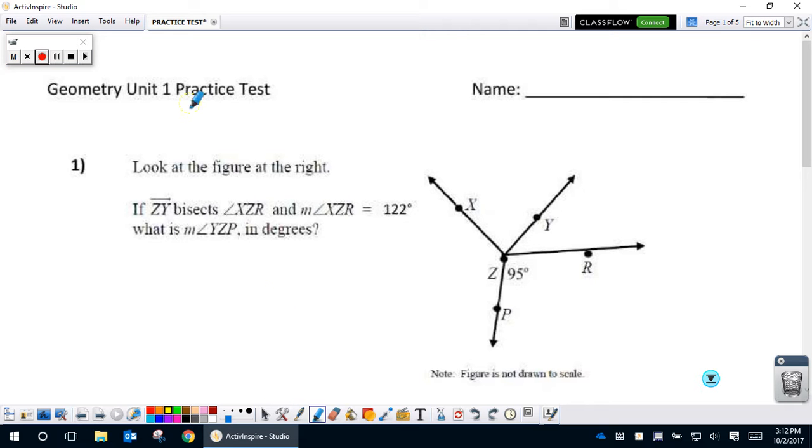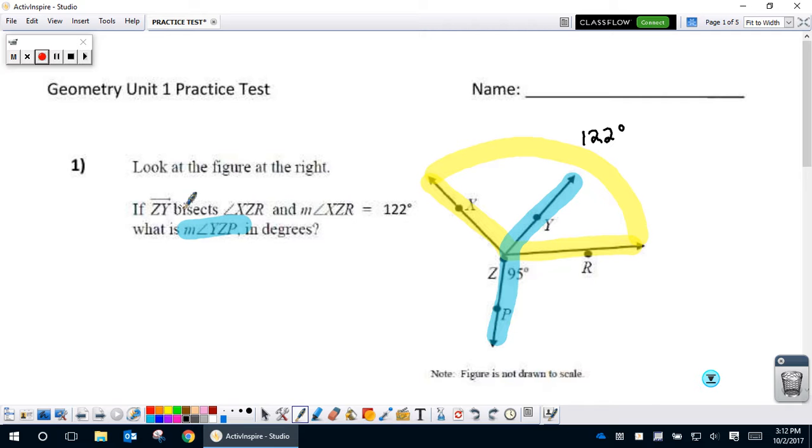So in the first one, ray ZY bisects angle XZR, and angle XZR, which is this guy, is 122 degrees. So I would label that as 122 degrees. The question wants to know what's the measure of angle YZP. So angle YZP is that blue angle.